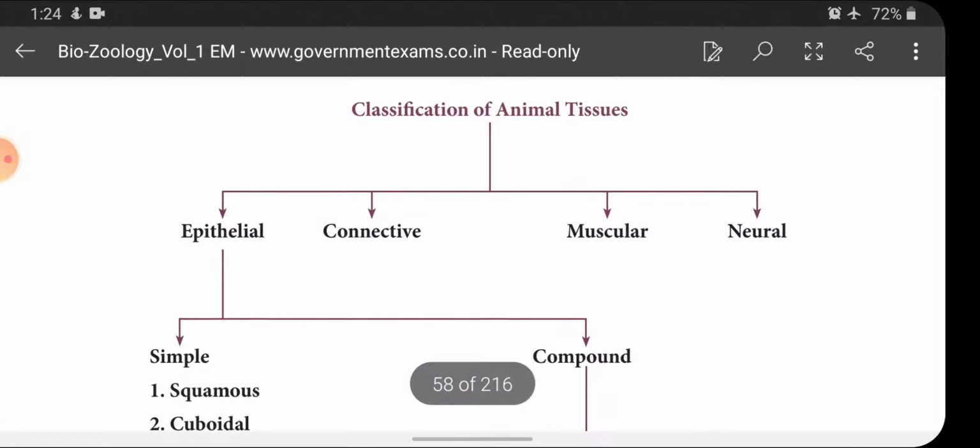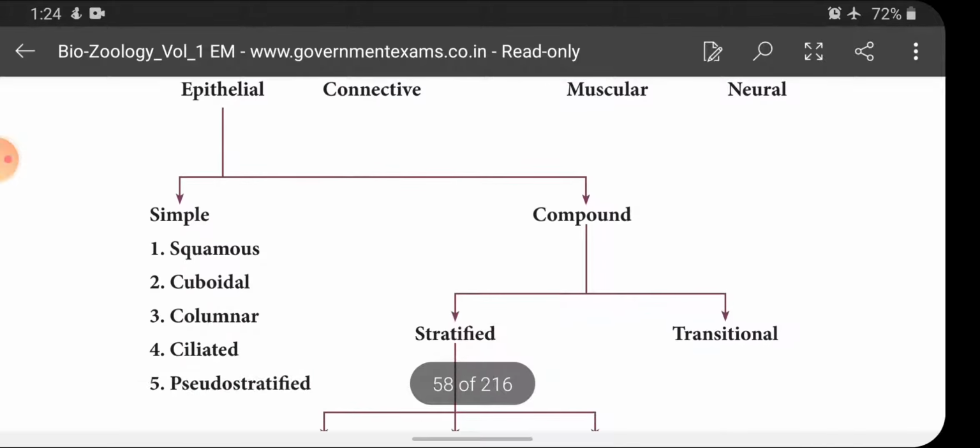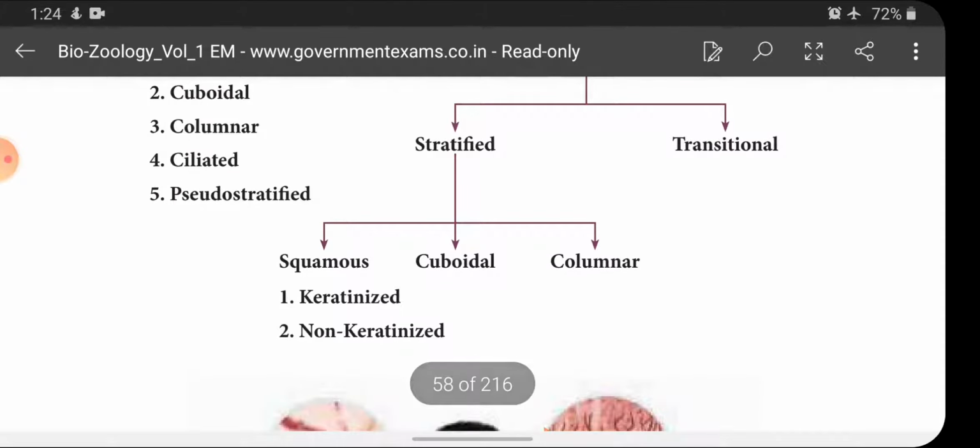We could see the flow chart for the types of tissues, children. Classification of animal tissue: animal tissue is divided into four different types: epithelial, connective, muscular and neural. Epithelial is of two types: simple and compound. In simple we can see five different types: squamous, cuboidal, columnar, ciliated and pseudostratified. In compound there are two main types: stratified and transitional. In stratified there are types: squamous, cuboidal and columnar. In squamous there are two types: keratinized and non-keratinized.